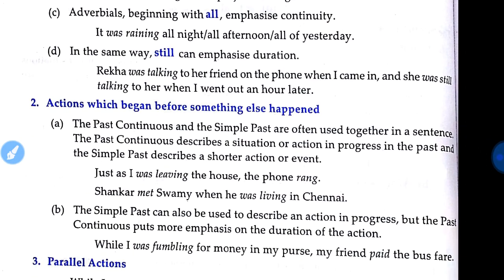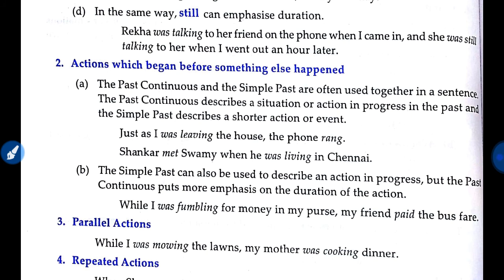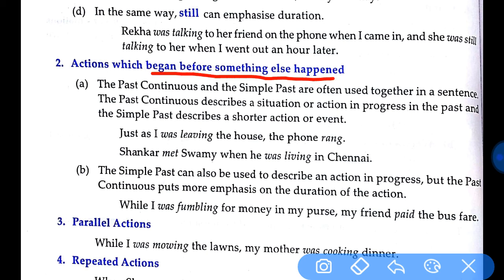So the past continuous tense could be for an action that is over, or we are not sure whether the action is over or not for some time. Then secondly, it is used for an action which began before something else happened. So, for an action that happened before something else.